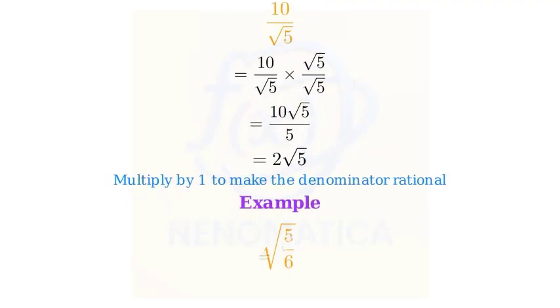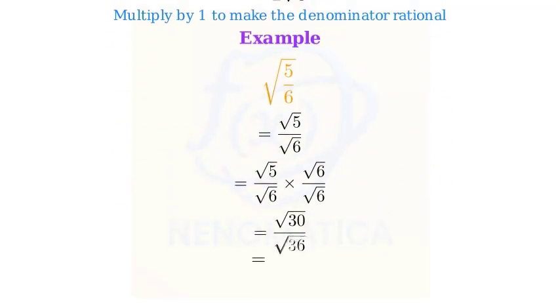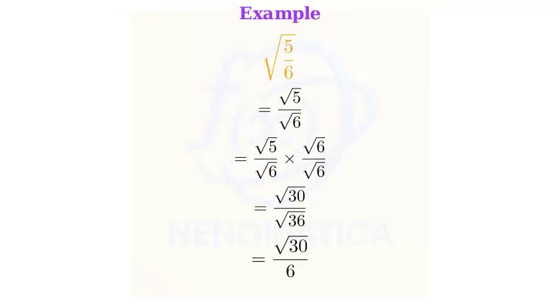Example 2. Rationalize the square root of 5 over 6. Step 1. Split the radical. Square root of 5 divided by square root of 6. Step 2. Multiply by square root of 6 over square root of 6. Step 3. Multiply inside the radicals. Step 4. Simplify the denominator by taking the square root of 36 as 6.